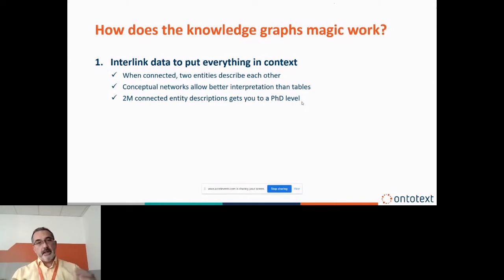So if you get this to the next level, and if you have a really critical mass of concept or entity descriptions together, let's say 2 million, and that's what you really need in many domains, well, that's the level of the knowledge of a PhD student who has just finished his work and knows more or less all the important things in this domain. So interlinking data is about putting data in context. And once you have data in context, you can apply algorithms like centrality and relevance and many other things in a much better way as compared to dealing with tables.